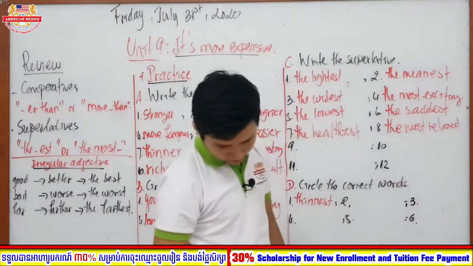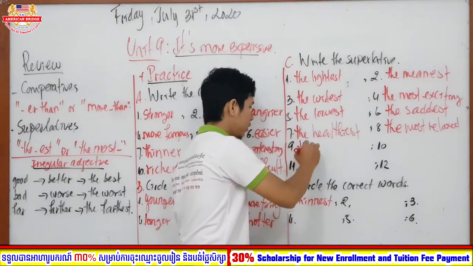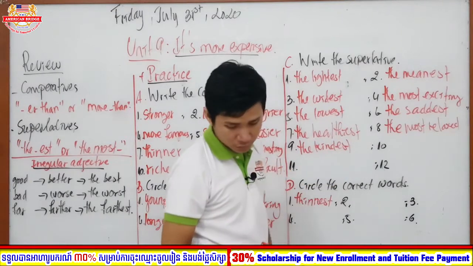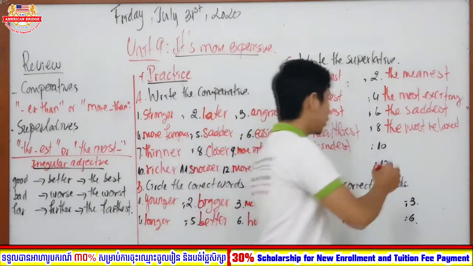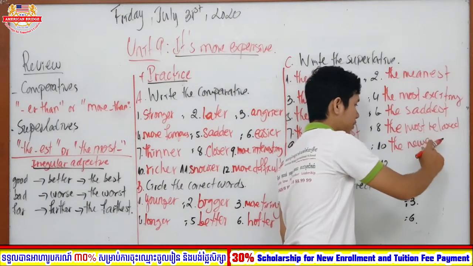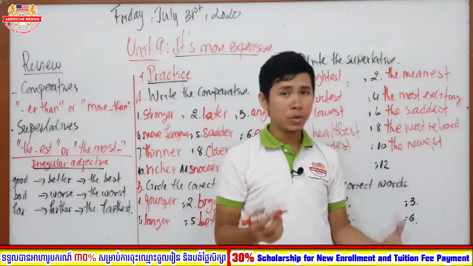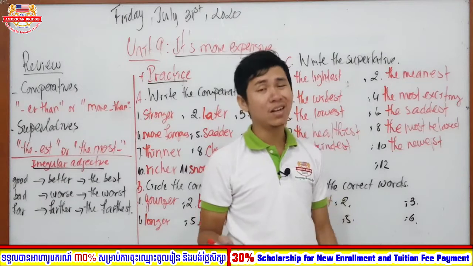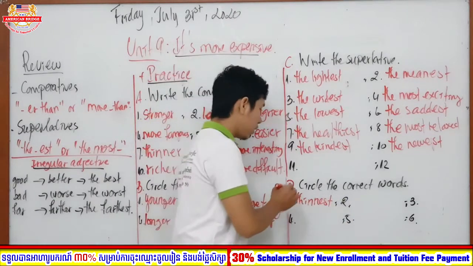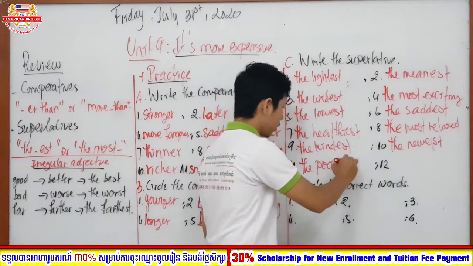After that, number 9, kind. The kindest. And number 10, what is it, everyone? New. The newest. Here we don't double the W, because the letter W we do not need to double. It's an exception. And the next one is number 11, poor. The poorest.